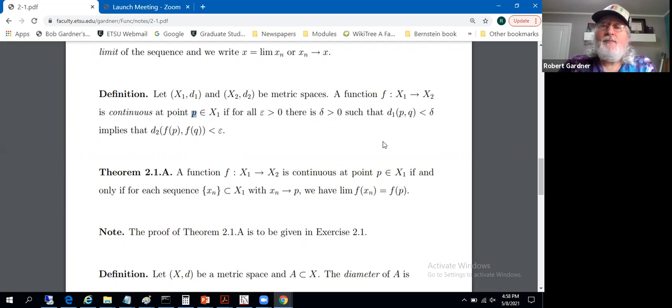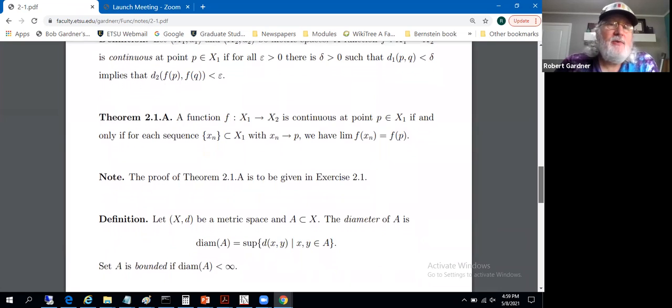Standard definition of continuity, except input values that come from x sub 1 are measured with metric d sub 1. Output values that come from the function are elements of x sub 2 and measured with metric d sub 2. Other than that, that's your standard epsilon-delta definition of limit of a function from calculus 1.